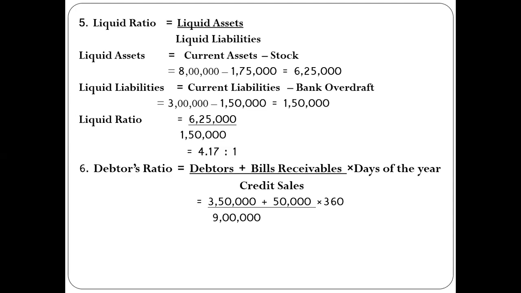And here the days is given 360. We have to calculate 360 days. In the sum itself it is given that you have to consider 360 days of the year. So we have to consider 360 days instead of 365 days. Then we'll get the answer that 4 lakh divided by 9 lakh into 360, and the answer will be 160 days. So debtors ratio is 160 days, means debtor is paying their bill after 160 days or within 160 days.